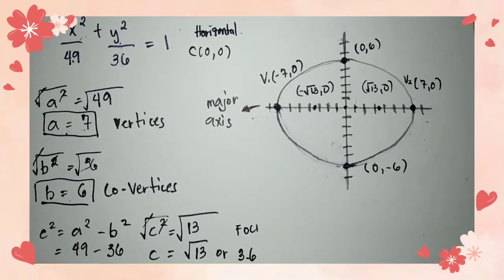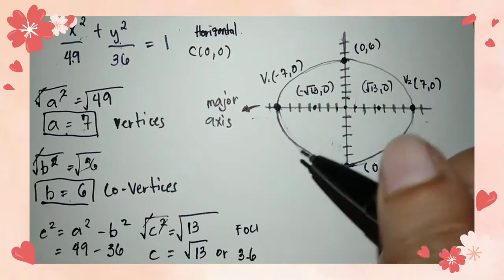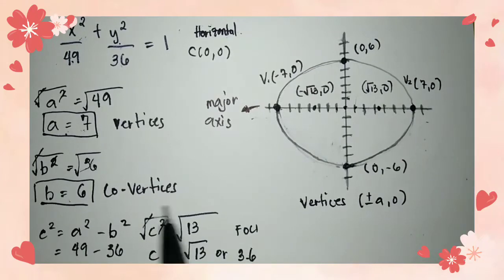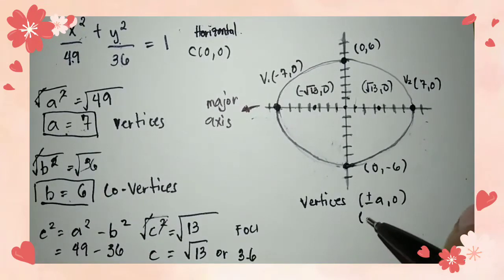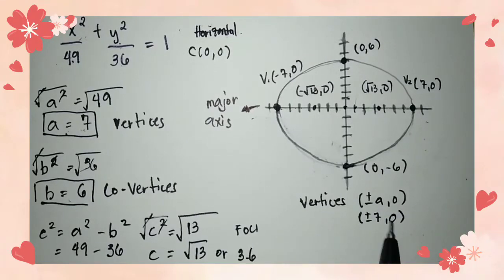Okay, so now let's check it from the coordinates or the formula of the vertices, co-vertices, and foci. So, for our vertices, we have positive and negative A and 0. And our positive and negative A is 7. So, ito na yung vertices natin. We have positive 7 and 0. And negative 7 and 0. Tama yung nakuha nating coordinates.